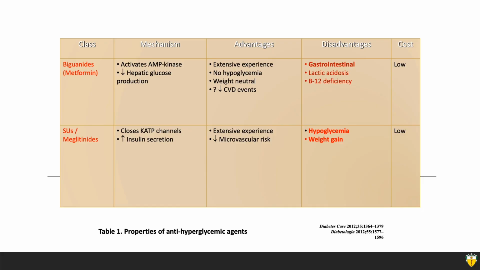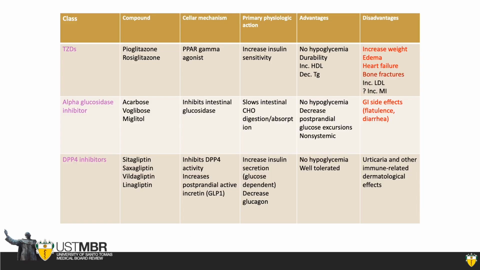For sulfonylureas, it's well known that they can cause hypoglycemia and weight gain because they promote insulin secretion. Insulin is an anabolic agent, so therefore it can promote weight gain. So it works by helping the pancreas produce insulin. TZDs is an insulin sensitizer. However, it causes weight gain. There could be fluid retention, contraindicated in patients with heart failure, and associated with osteoporosis.